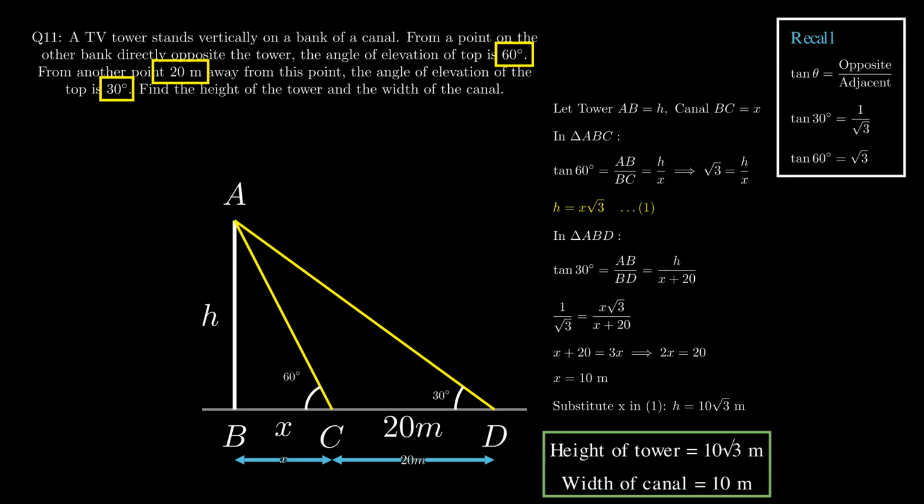Here are our final results. Height of the tower is 10 root 3 meters and the width of the canal is 10 meters.